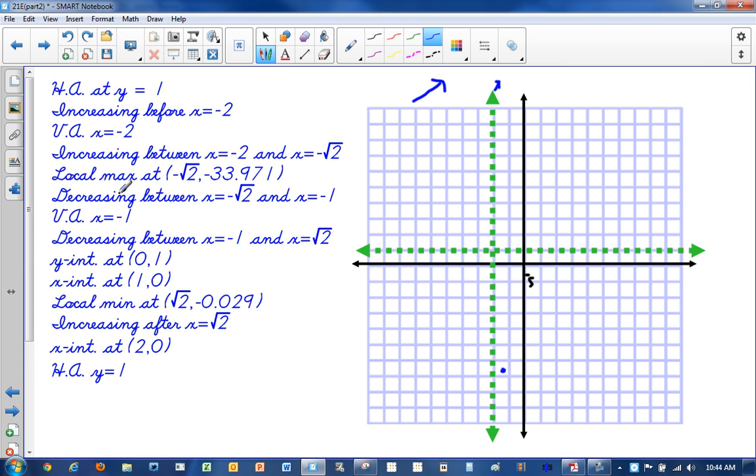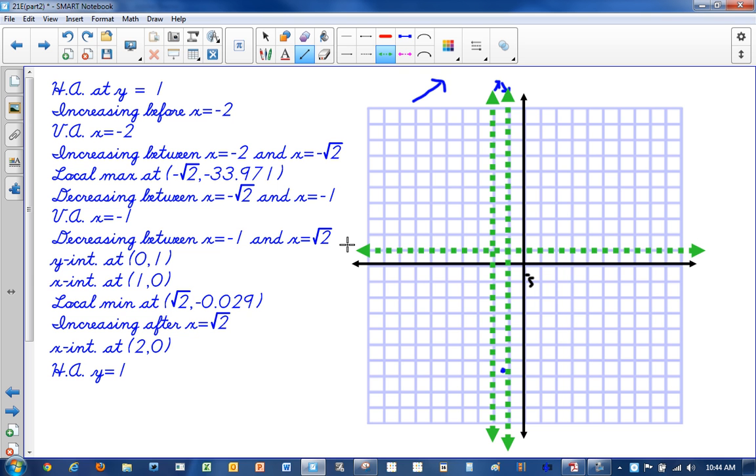It is going to be decreasing between that point and x equals negative 1. So it's got to decrease just a little bit before I get to x equals negative 1. Then I've got another vertical asymptote at x equals negative 1. So let me draw that in. Not a lot of space to draw a graph in there, but I'll make it work.